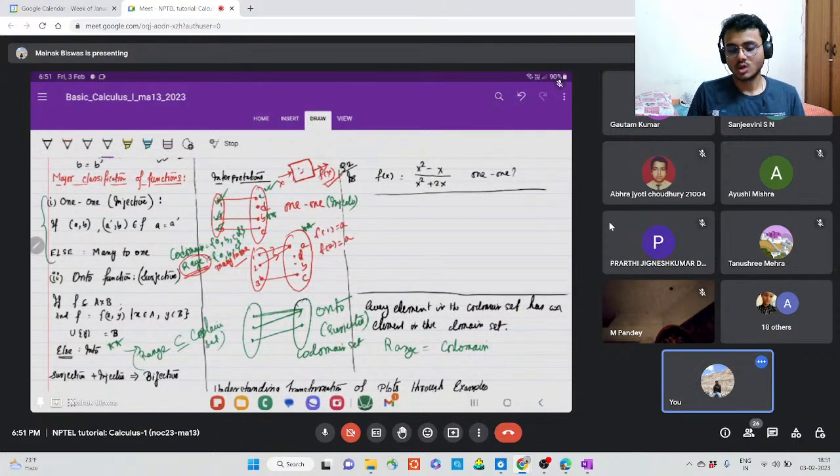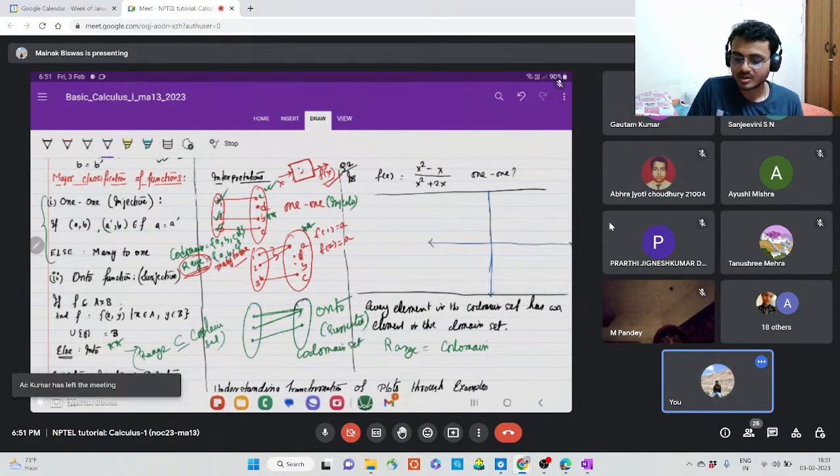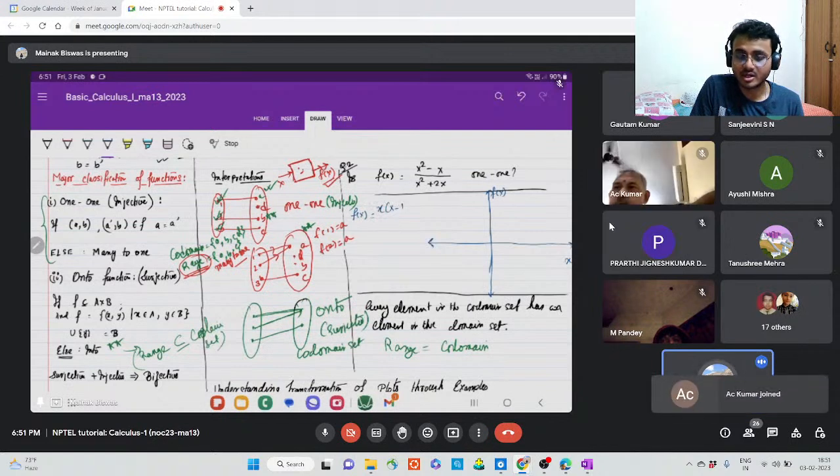How do you plot (x square minus x) by (x square plus 2x)? I'll put the plot here. It will be very easy once you do limits, but anyway, let's try a hand at it. It's not required to know limits to plot this curve. So f of x, what can we write it as? We can take x common on both the numerator and the denominator, right?